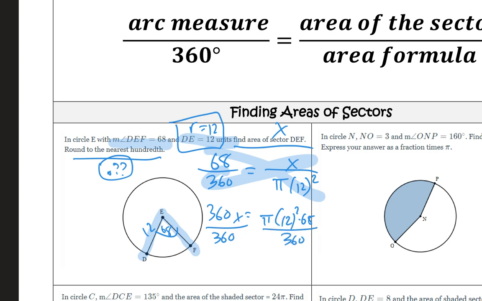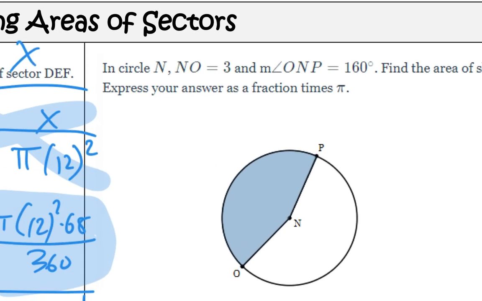If we think about it, we could type all that in, but we don't need to right now because we know we're still going to divide by 360. So I know all I have to do is type all that into my calculator. We're rounding to the nearest hundredth, so I need 2 decimal places. So x is approximately 85.45. Okay, and that is our answer. All right, let's keep it moving.